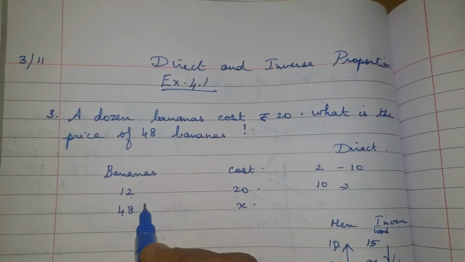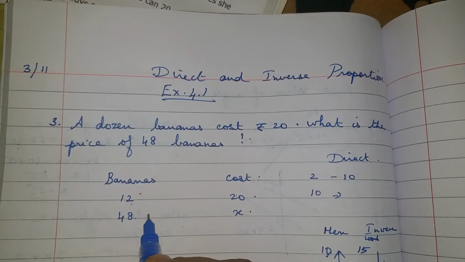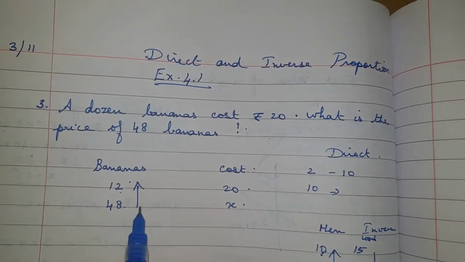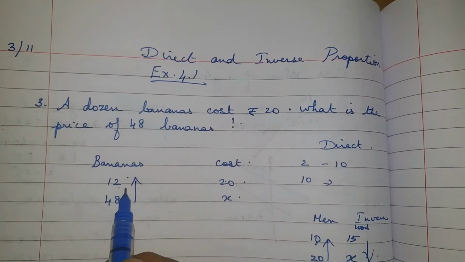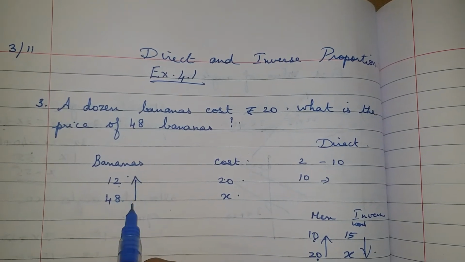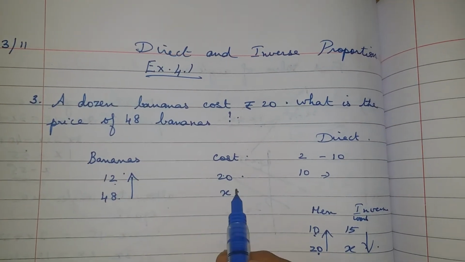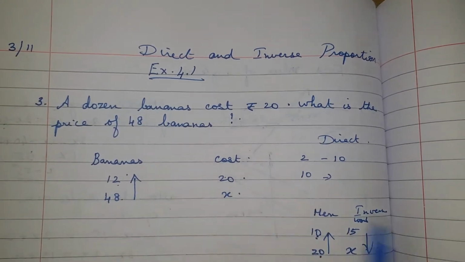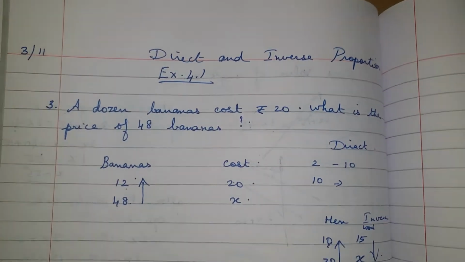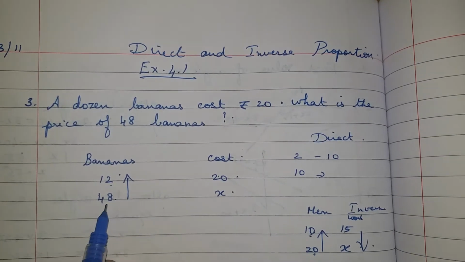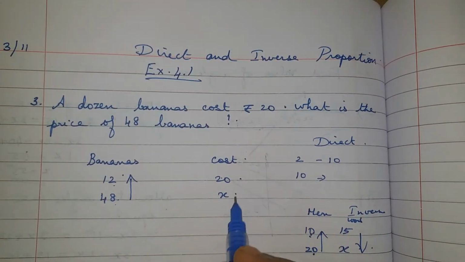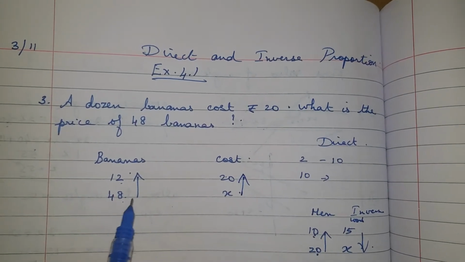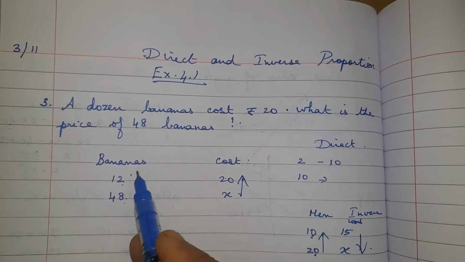Here the number of bananas has increased from 12 to 48. So you put an upward arrow. When the value increases, you have to put the upward arrow. From 12 to 48, the number of bananas has increased, so definitely the cost of the bananas will also increase. So 12 bananas cost 20 rupees, how much do 48 bananas cost? The value will also increase. When the value increases, you must remember this has to be written upside down.